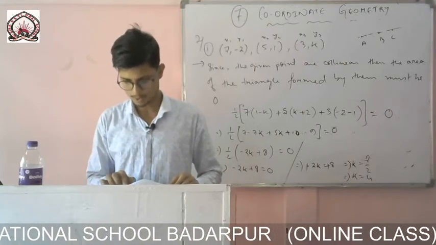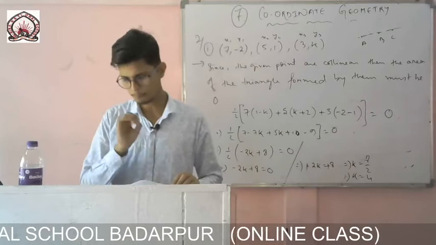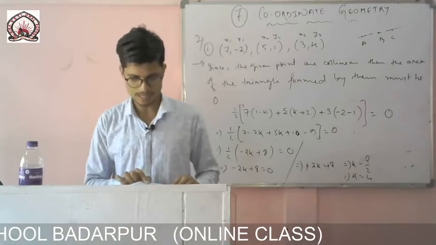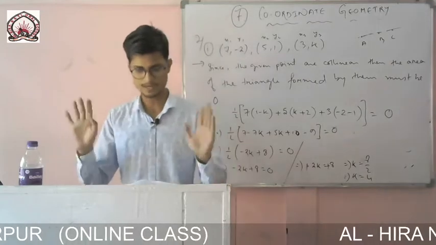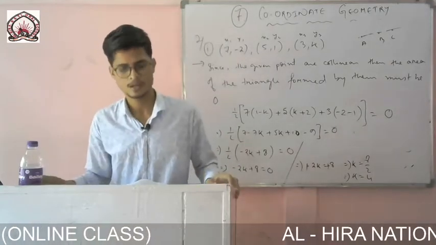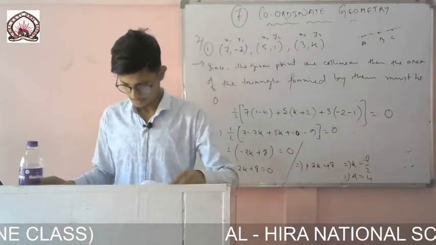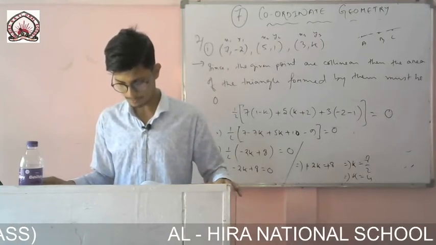So question number 2 and example number 14 are the same, and the question comes like this. Find the value of k if the 3 points are given, and it will be given like this, they are collinear. Okay, so now let us move to question number 3.